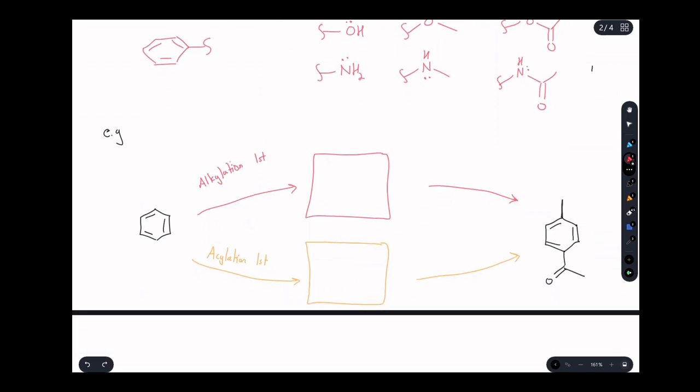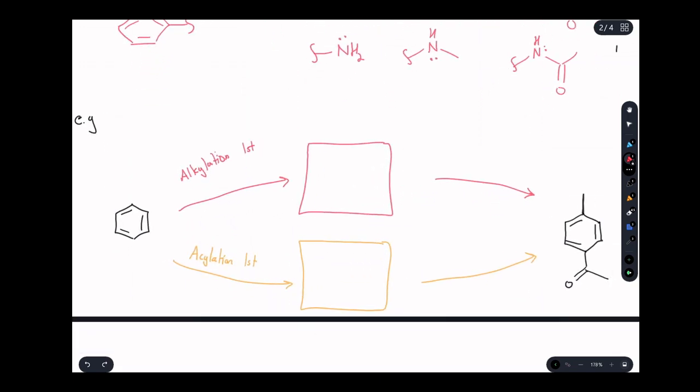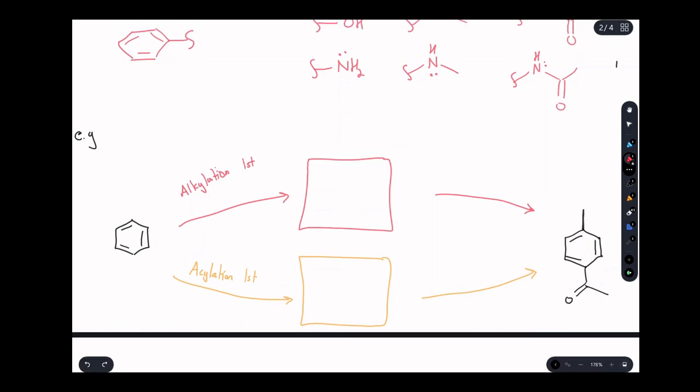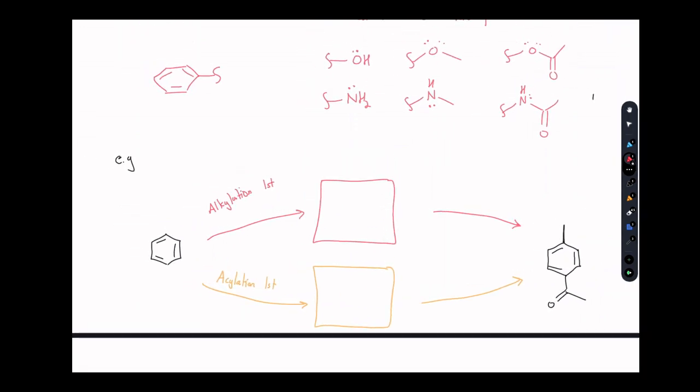Let's look at an example of why this might matter when trying to design a disubstituted benzene compound. So, looking at this compound and trying to synthesize it from benzene, we see two groups need to be added. The first is a methyl group, and the second is an acetyl group. Now, obviously, we can use Friedel-Crafts alkylation to add a methyl group, and Friedel-Crafts acylation to add that acetyl group. However, as you're now going to discover, the order that you do this in does matter.